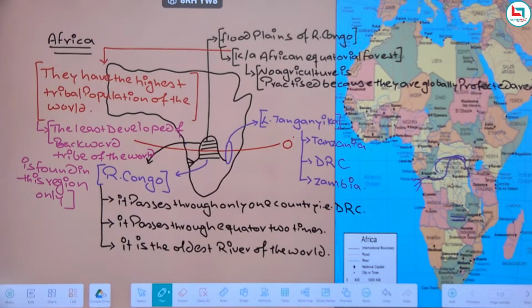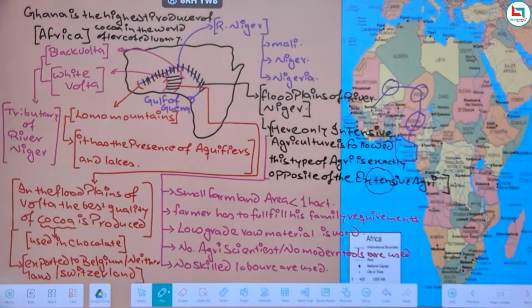When we talk about the Pygmies, remember guys, Pygmies are the transition between the apes and the humans. They are tree dwellers. After this, we had talked about the river Niger.